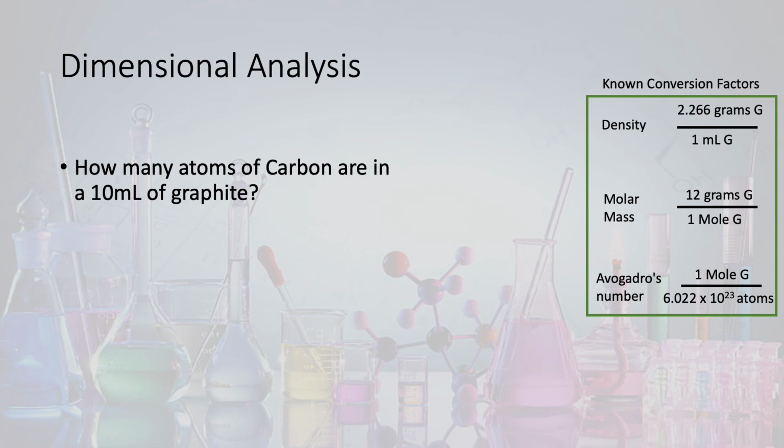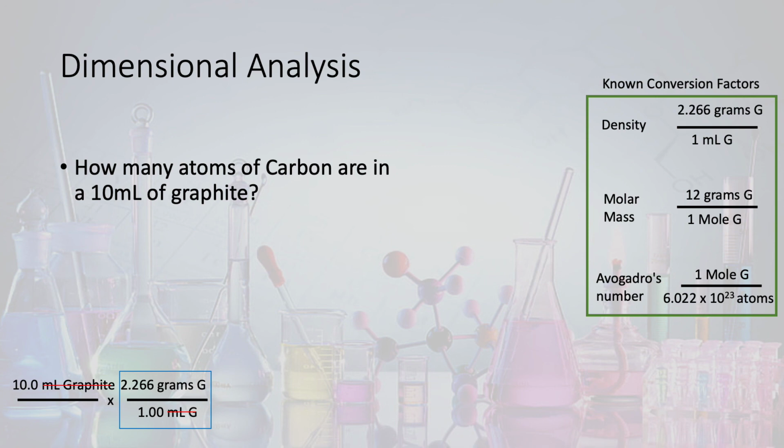Let's start with our 10 milliliters of graphite. We know the density of graphite, which relates or converts volume to mass, is 2.266 grams of graphite per 1 milliliter of graphite. Again, this is given to us on the right. If we multiply 10 milliliters of graphite by 2.266 grams of graphite per 1 milliliter, we can cancel out our milliliters and we are left with grams.